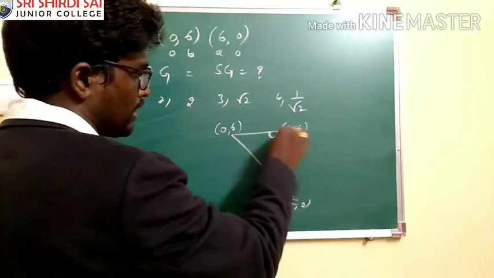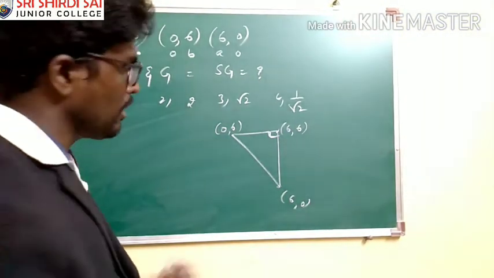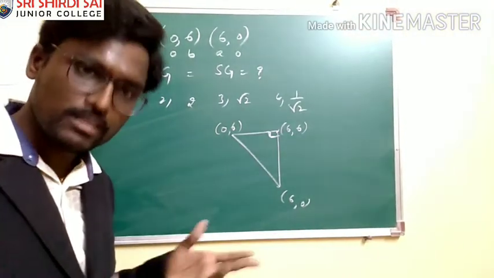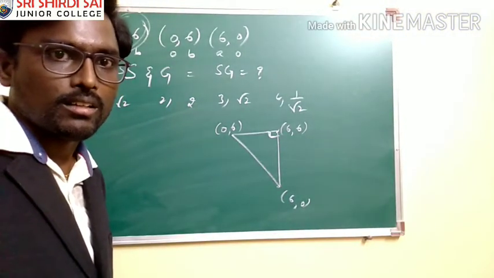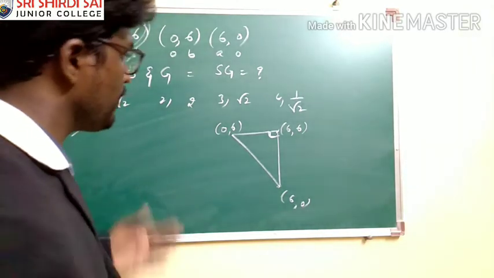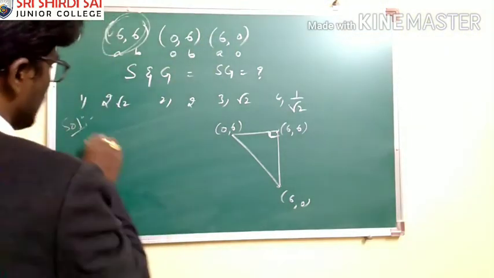Where is the right angle? At this particular point it is a right angle. Now we are talking about the distance between S and G, meaning the distance between the circumcenter and the centroid. The centroid is given by the sum of the x coordinates by 3 and the sum of the y coordinates by 3.